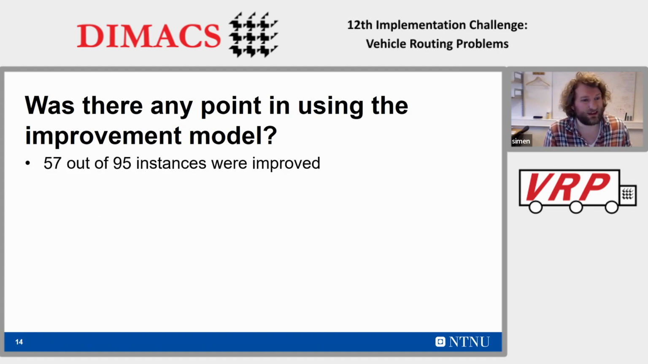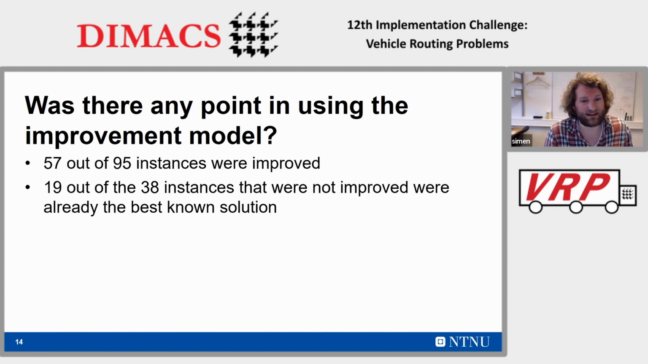Well, 57 out of 95 instances were in fact improved, and 19 out of the 38 instances that were not improved were already the best known solution when you look at all the solvers. So most likely it might not have been able to improve them anyway. So for 19 instances, there was a possibility of improving our original solution, but the model could not.